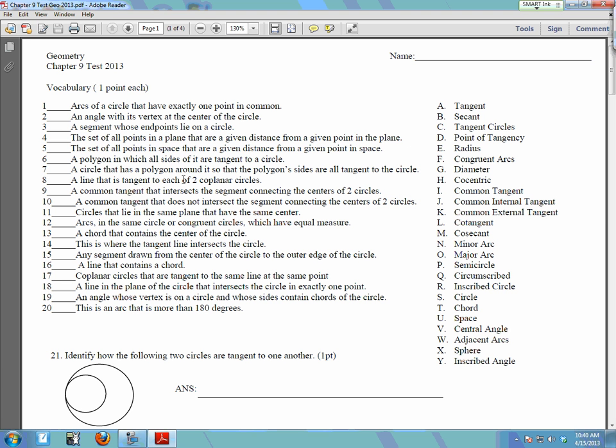If you have any questions about any of these, please don't hesitate to come see me. The retake will be similar to this, different questions, same format.